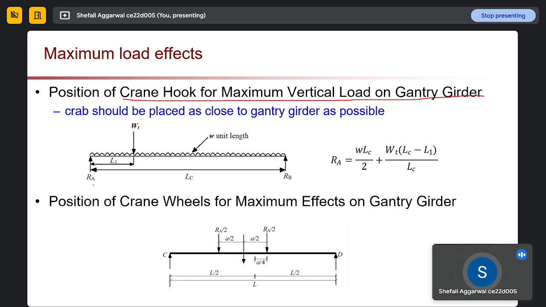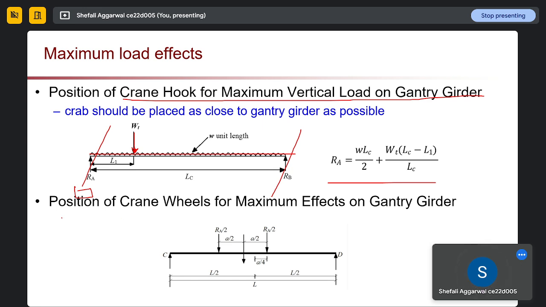If we see this RA and RB, these are the two different rails we have, and the gantry girder will be just below this. This is our crane moving, and this will be our trolley. To get the maximum force, our trolley should be placed as close to our gantry girder as possible. If we imagine it is placed at a distance L1, we will calculate the reactions at RA and RB. This will give us the reaction in our gantry girders. So this is the first thing.